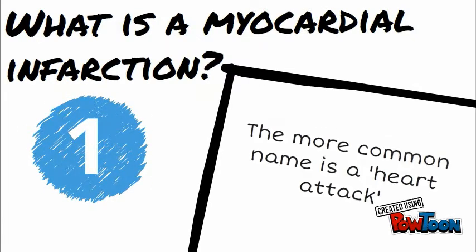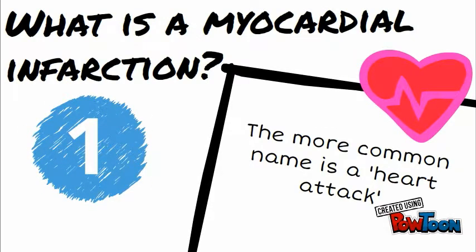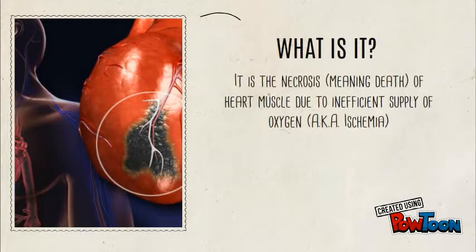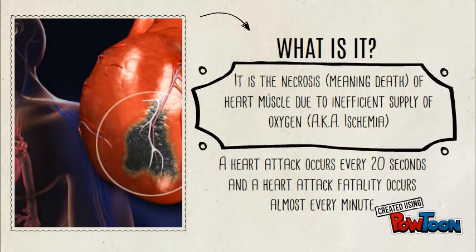What is a myocardial infarction? The more common name is a heart attack. It is a necrosis of heart muscle due to inefficient supply of oxygen. A heart attack occurs every 20 seconds and a heart attack fatality occurs almost every minute.